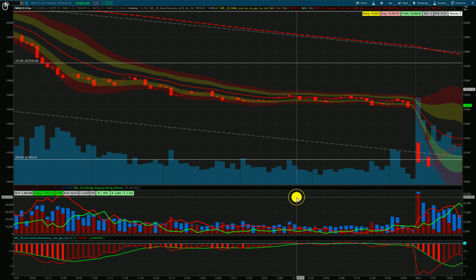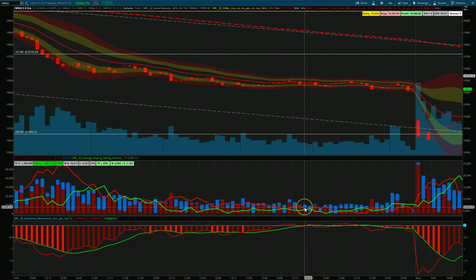All right. So let's see if we can auto arrange here. There we go. So we'll crush the price chart a little bit so we've got a little bit more room on the indicators. We've got the volume that we've been working with. But now we have anchored momentum.